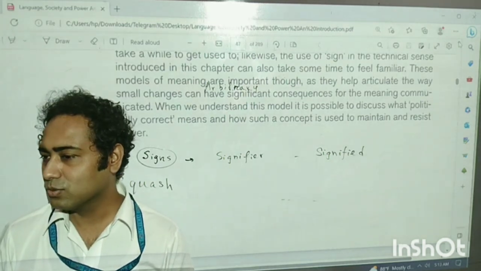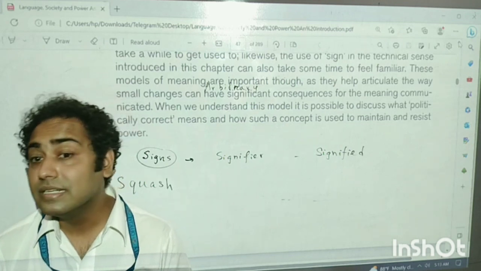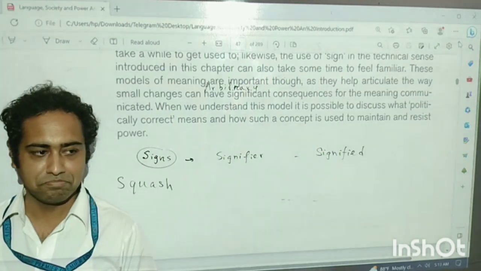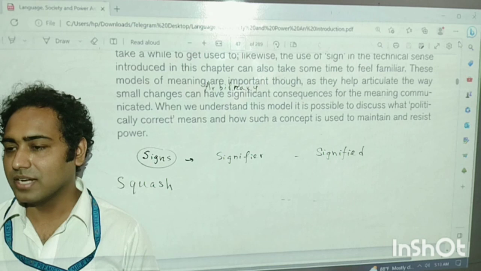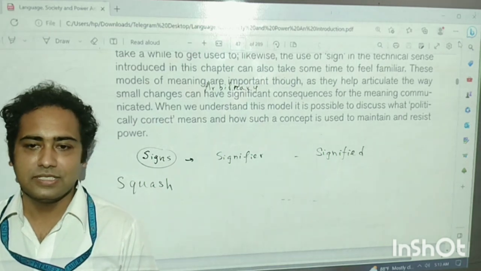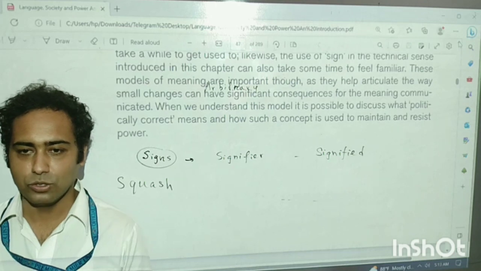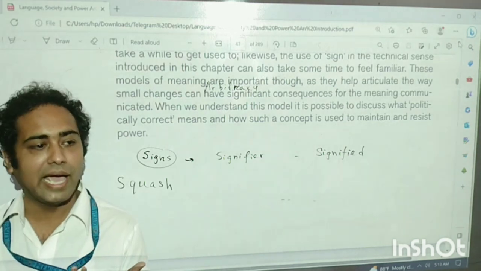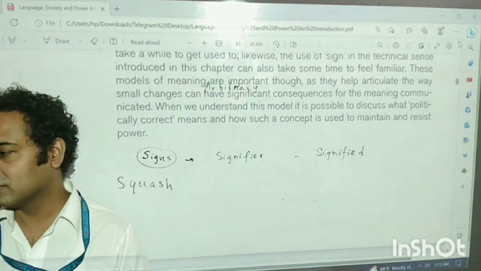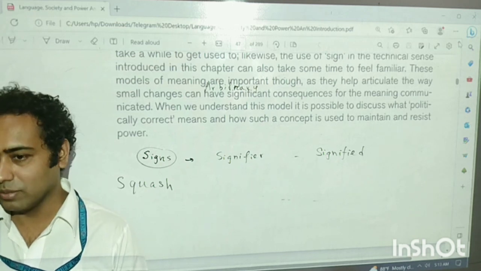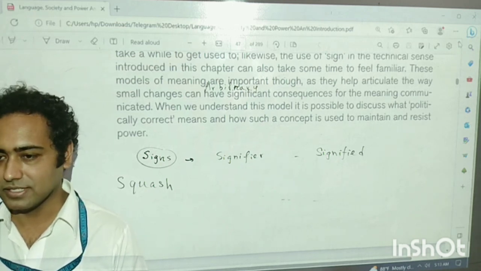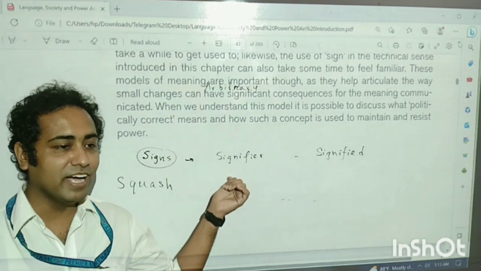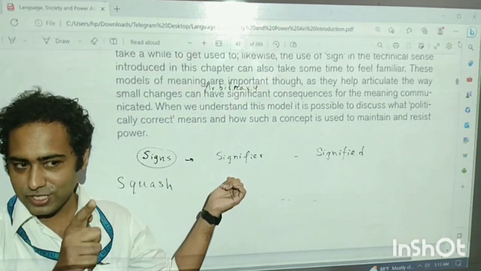Squash. Do you know what is squash? It's a vegetable, and it's very tasty, fruitful, effective with lots of vitamins inside. Squash is a combination of pumpkin and cucumber. It's very delicious. Recently in Bangladesh it is cultivated. So your signifier works as long as you have the concept inside your brain.